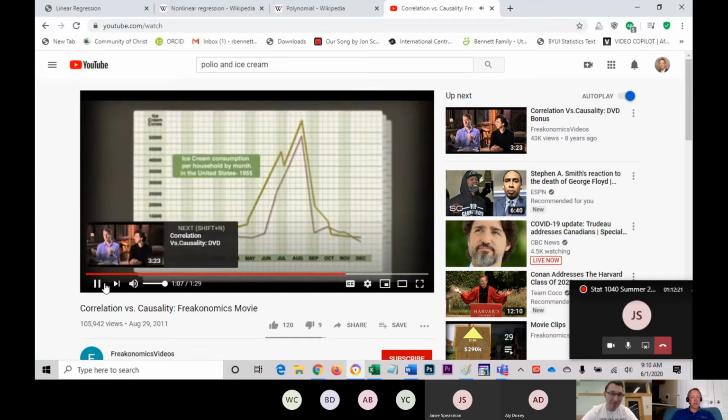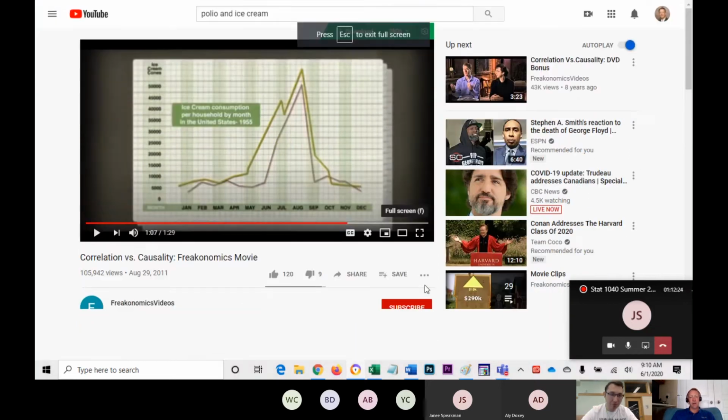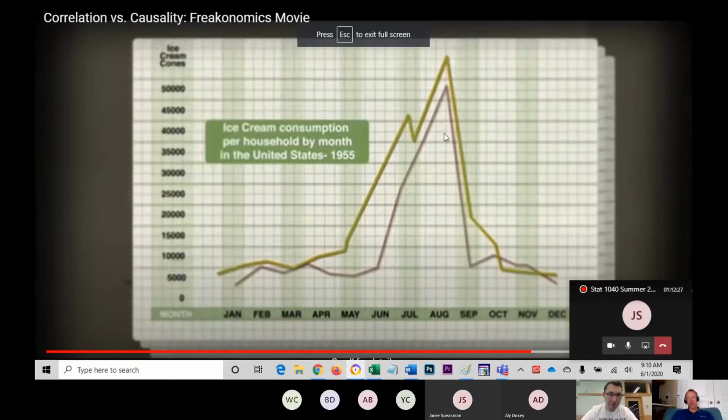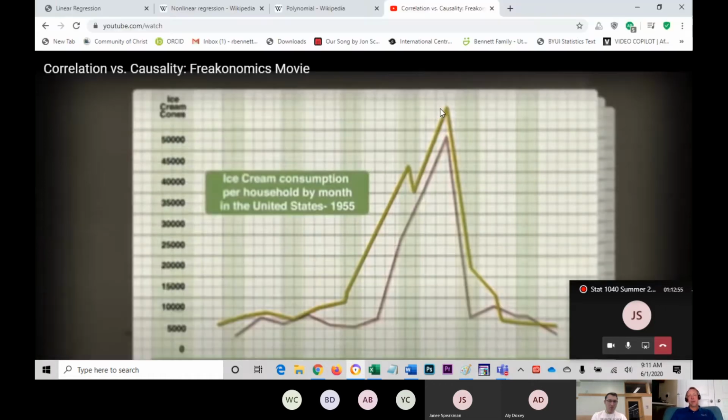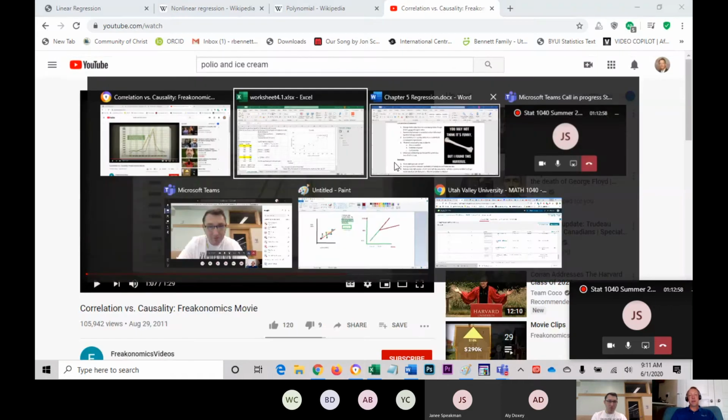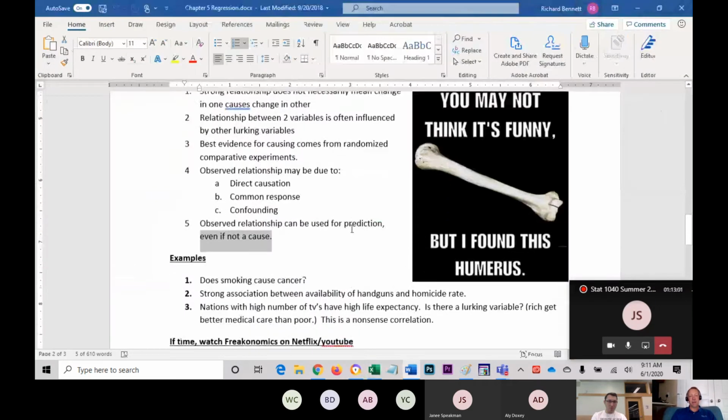But here's what I want to do, okay? As we look at this video here, this is another example of a nonlinear correlation. The idea here is between the months of June and July, you could use this line here, the ice cream sales, to predict how many polio cases there would be, even though ice cream has nothing to do with polio. So we can still continue to use those relationships even though they may not have anything to do with each other.